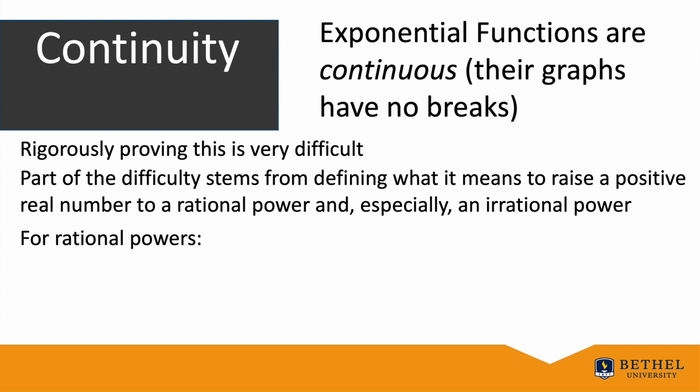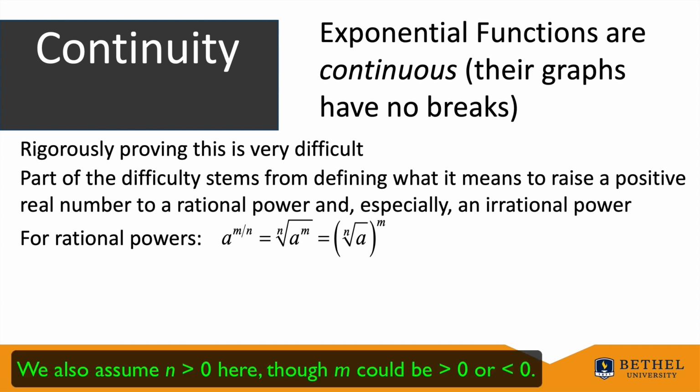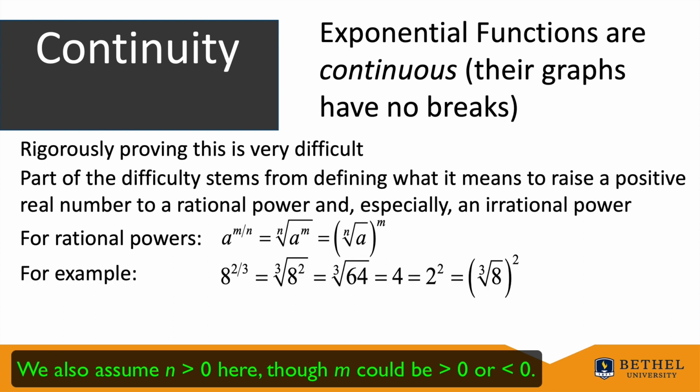You define what it means to raise a positive real number to a rational power like this. For a positive real number a and integers m and n, where n is not 0, a to the m over n power can be defined in one of two ways, either as the nth root of a to the m power or the mth power of the nth root of a. For example, 8 to the 2/3 power can be thought of as the cube root of 8 squared, which is the cube root of 64, which is 4, but 4 is also 2 squared, which is the same as the cube root of 8, quantity squared.